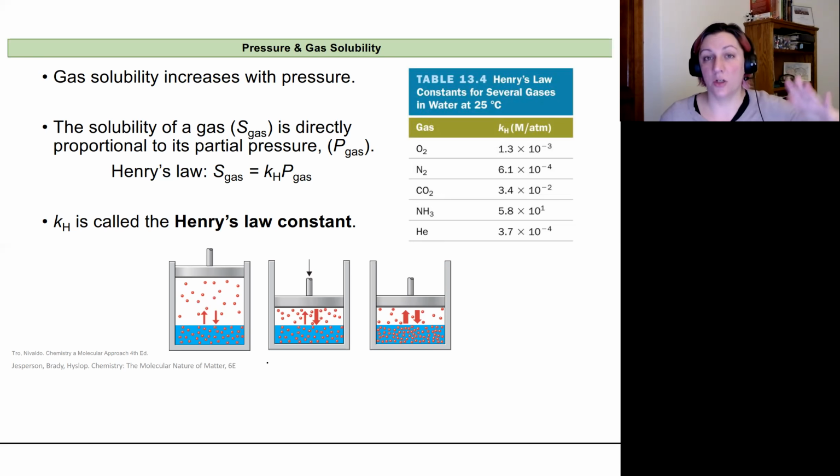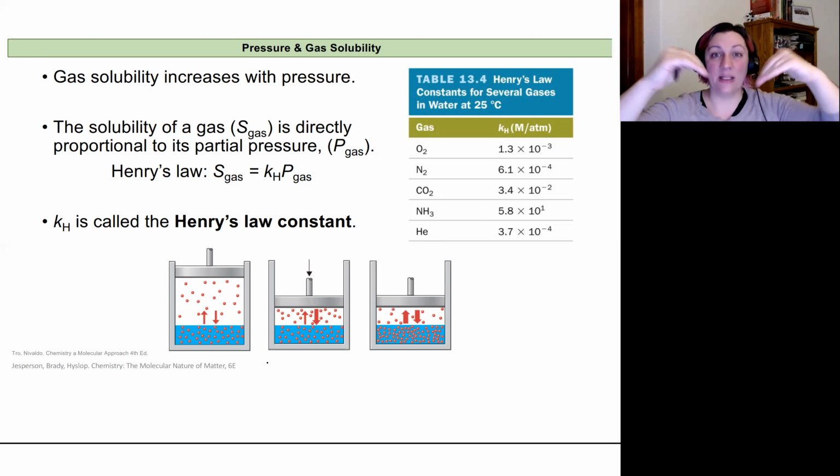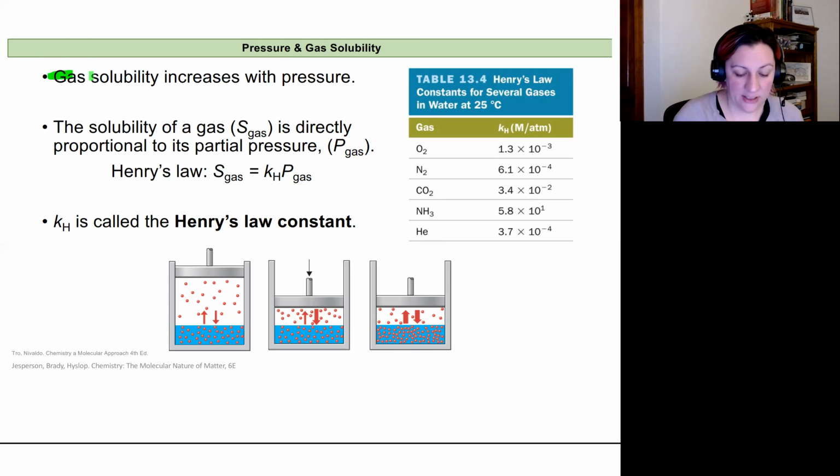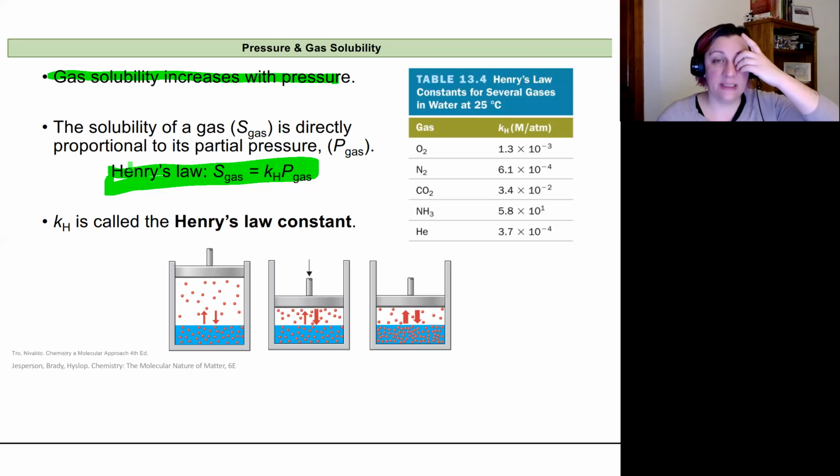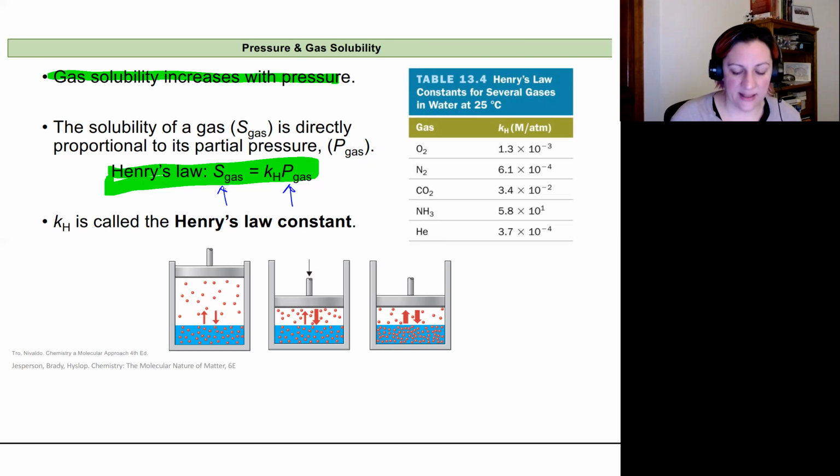As we apply more pressure or decrease the volume, we'll increase that rate of condensation, or the gas being dissolved in the water or a different liquid when we're talking about forming a solution. And we can actually characterize this with Henry's law right here. What Henry's law does is it relates the solubility of a gas to a constant times the partial pressure of the gas. So as the pressure of a gas increases, solubility will increase. As that pressure goes up, the solubility that we would calculate goes up as well.